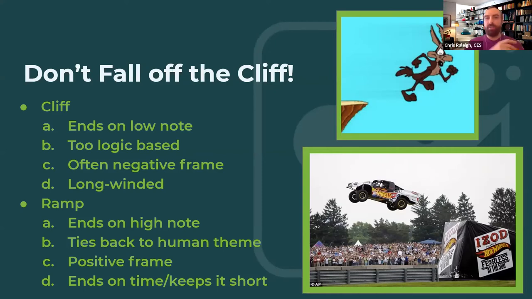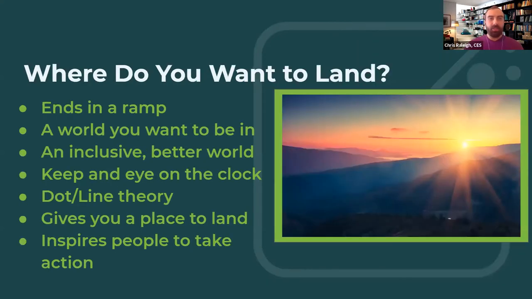And again, you tighten it up. You bring it on home. So you're ending with your perfect world. You want to end visualizing a perfect world. You want to hit that ramp, right? You want to go Dukes of Hazzard, jump straight off.